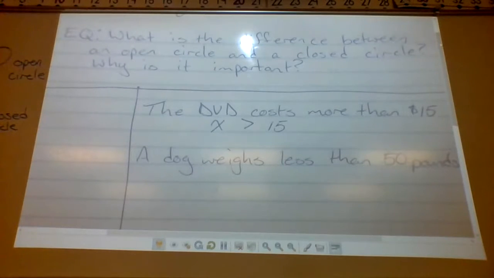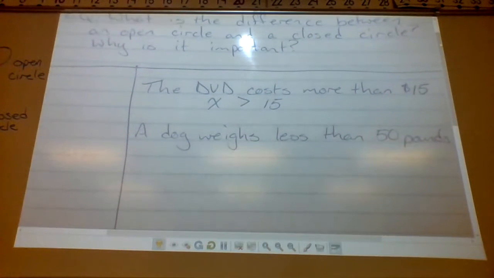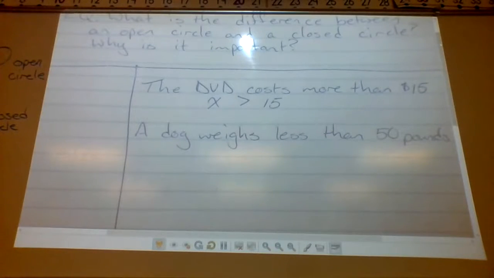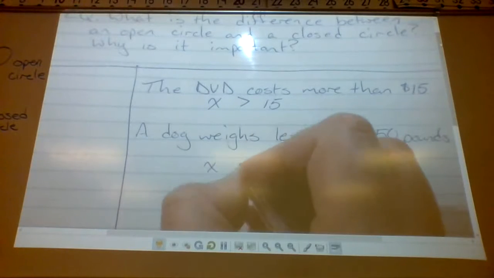A dog weighs less than 50 pounds. What do you think that would look like? Less than. It's D, not X.